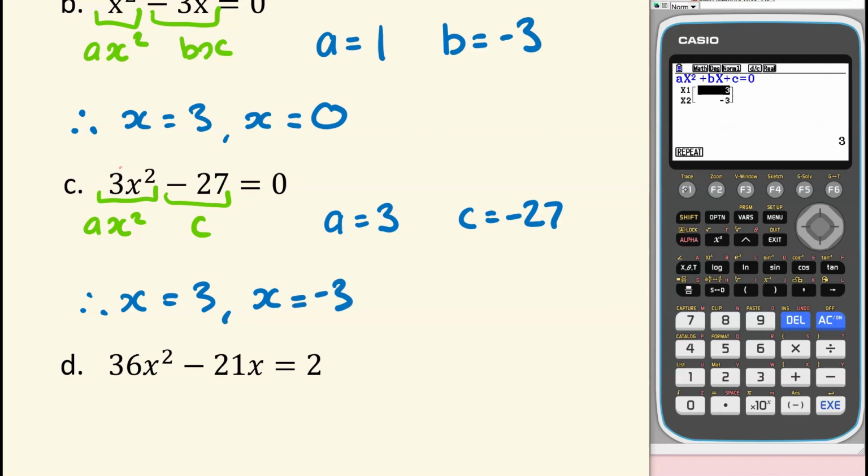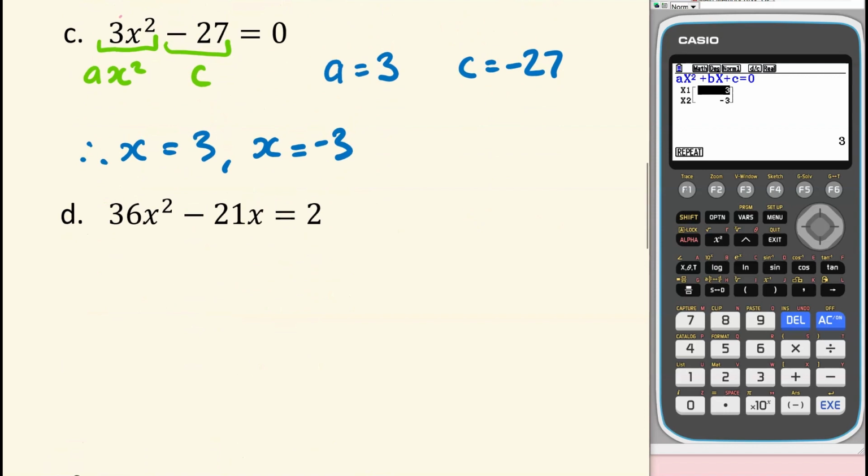Now we may also come across scenarios whereby our equations are not yet in our general form. So we will need to rearrange them in order to get it to this general form. So in this case, we can see that we have 36x squared, take 21x on the left-hand side, and we have the constant 2 on the right-hand side. So I want one side of my equation to equal 0. I'm going to choose the right-hand side, so I need to subtract 2 from both sides in order to get this to its general form.